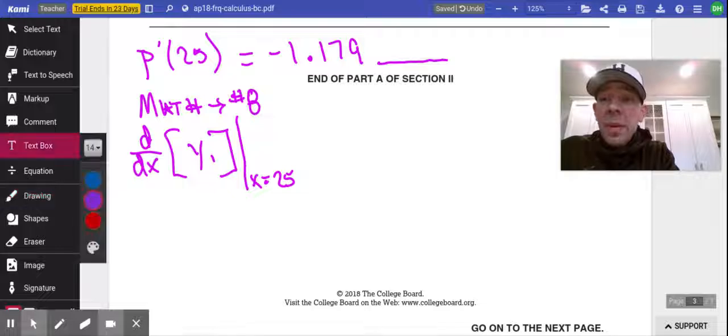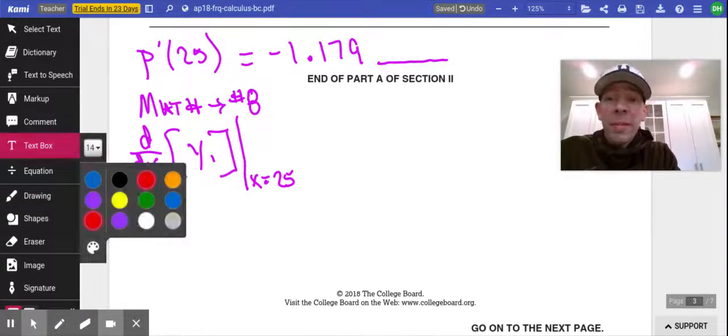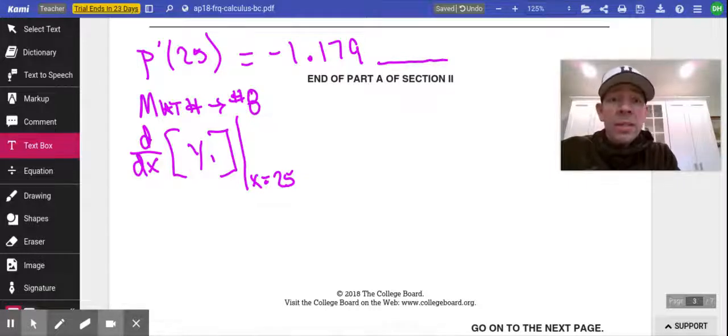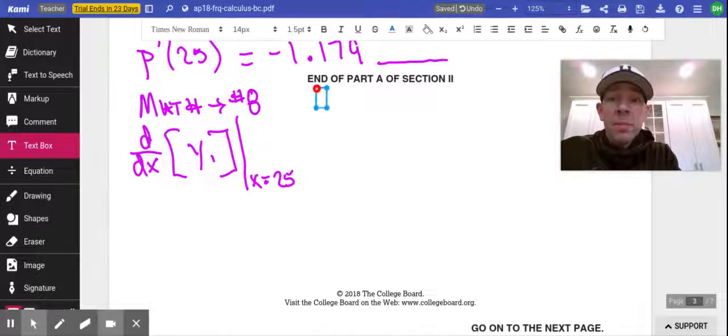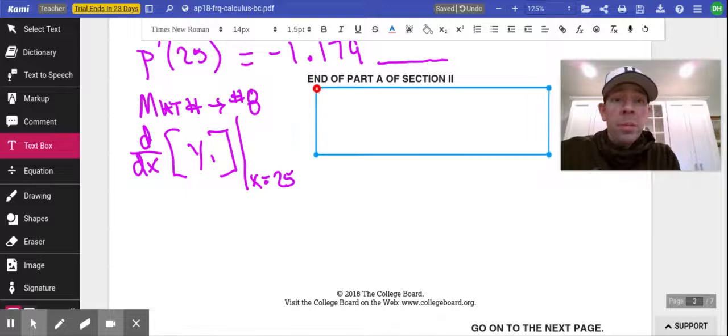And if nothing else, this may be the number one takeaway that you want to focus on here today. All right, let's see if we can get a text box going. Open this up a little bit.